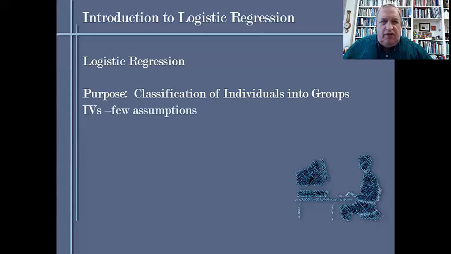One of the unique things about logistic regression, unlike the other statistical methods that we've been looking at, is that the independent variables, or the predictor variables, have very few assumptions associated with them. The ideas of normality, linearity, and homoscedasticity are not as important for logistic regression as they have been with some of the others.